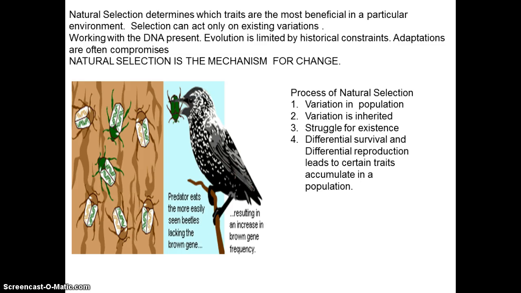Just as a review, natural selection will determine which trait is the most beneficial, allowing that individual to survive to reproduce. And when they reproduce, they're passing their traits, and over time that trait accumulates and a population might change or stay the same. If you look at the quick steps of the process of natural selection, you always need that variation being inherited, that struggle for existence, the competition, because resources are limited, and those individuals that can survive in that particular environment will survive to reproduce.